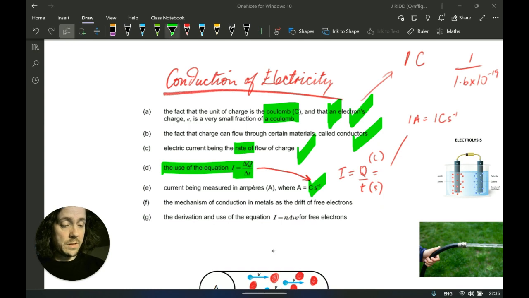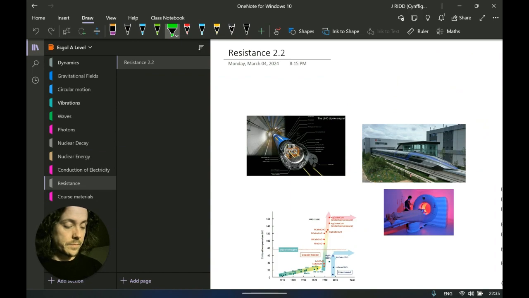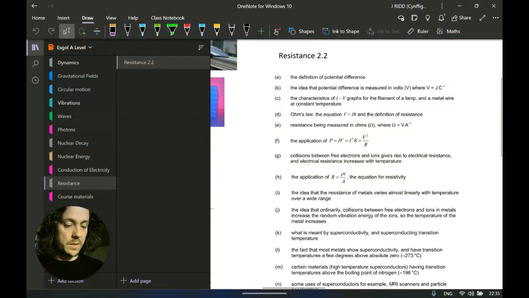So now I think we can tick that off too, and really the conduction of electricity part here is more of a recap of key stage 4, and we're not going to spend too much more time on it because there's not much content to it, and we've gone through the main parts, all right? So we will now jump straight to resistance and start looking at this topic.